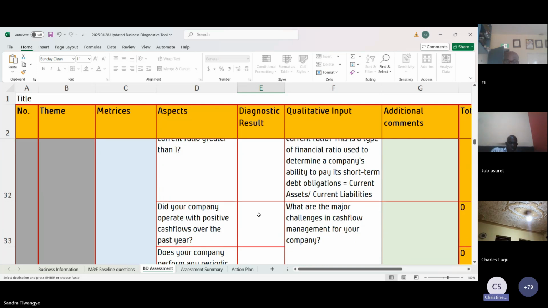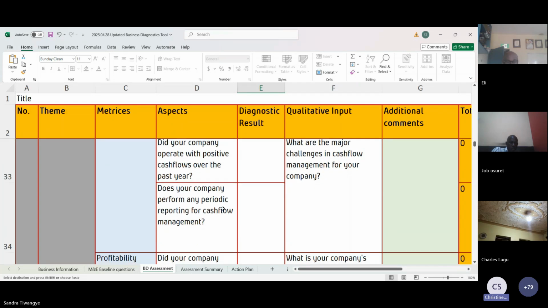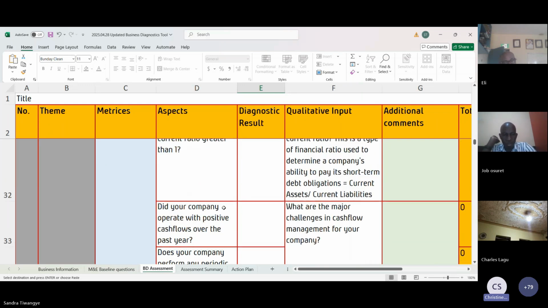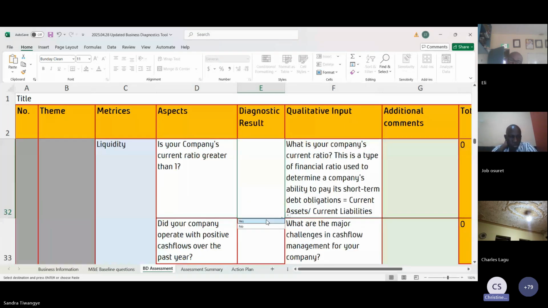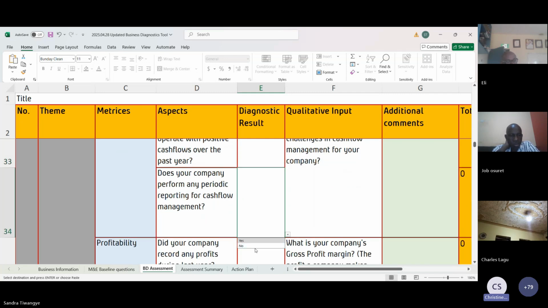Please, people, let's go to liquidity, just a bit up. For liquidity, we're asking three things. The easier ones, whether you had positive cash flows and whether you have any software to manage your cash flows, all systems. But the one that we want to deep dive into and for you to understand is what we mean by the current ratio, because the question is your company's current ratio greater than 1? Let's explain what we mean by a current ratio and then let you decide whether to click yes or no.